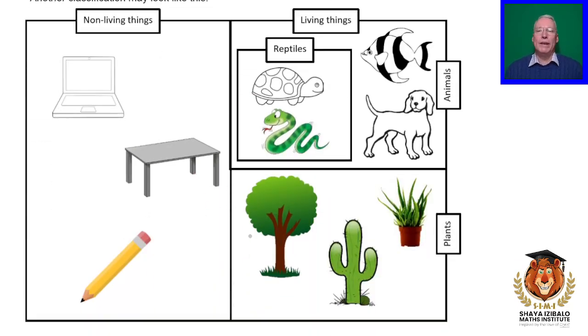What's happened here? Well, now we've got a different way of classifying them. This time we've classified them into non-living things, the computer, the table, and the pencil. And on the right-hand side, we've got living things. And in the living things, we've actually classified them further into plants and animals. And in the animals, we've got two that are actually a different type of animal. They're a special type called a reptile.